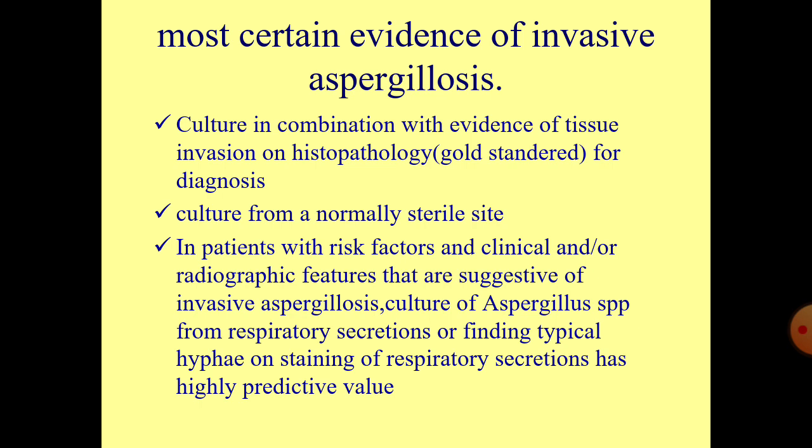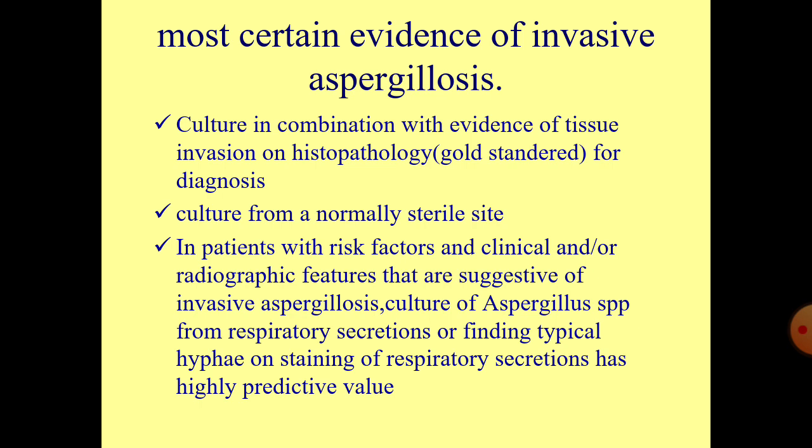Culture from a normally sterile site, like a pleural effusion revealing Aspergillus, you can say this is definitely aspergillosis. In a patient who has risk factors, he is immunocompromised, like we said, he has a transplant, he gets chemotherapy, he's immunosuppressed, and he has radiological features like the CT, which shows a halo sign and features suggestive of invasive aspergillosis.